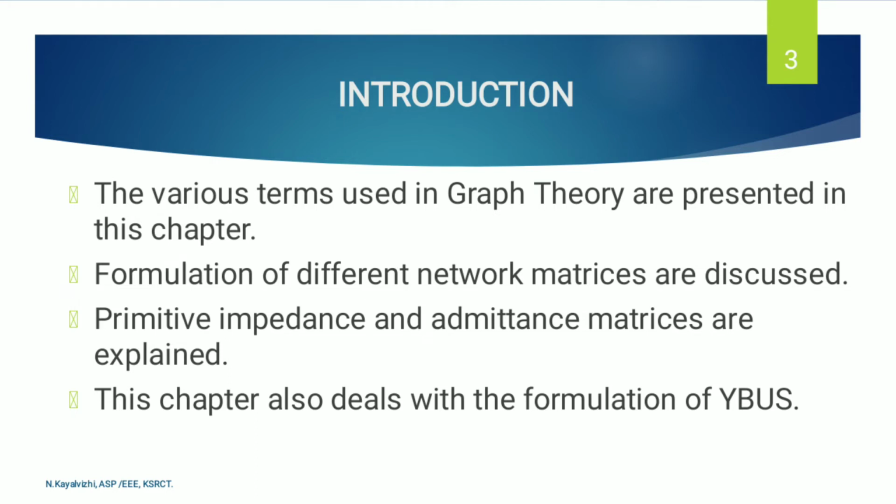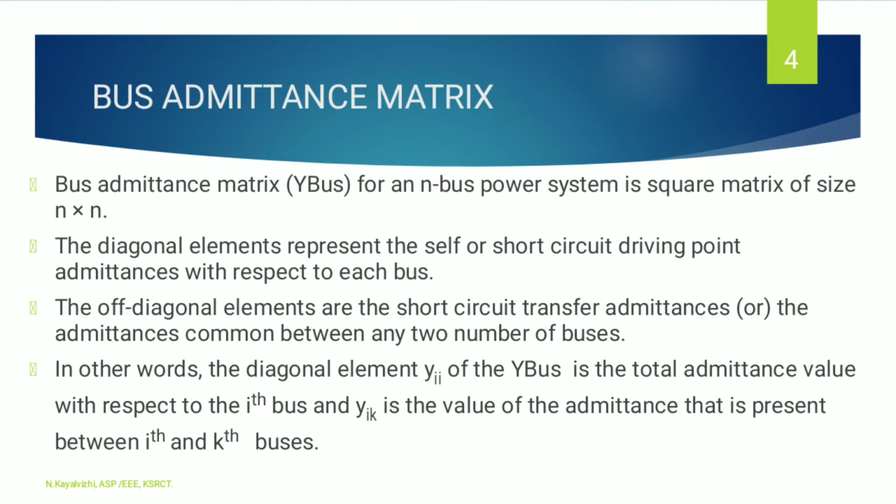Primitive impedance and admittance matrices are explained. And this chapter also deals with the formulation of Y-bus. So first we will deal with the bus admittance matrix. The bus admittance matrix is a square matrix and it has n number of buses, and the size of the matrix is n by n.